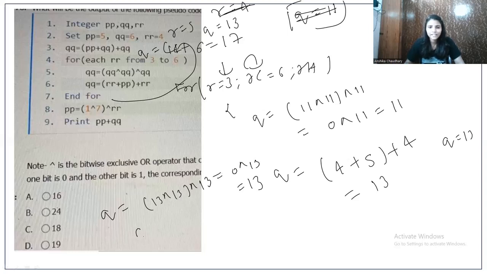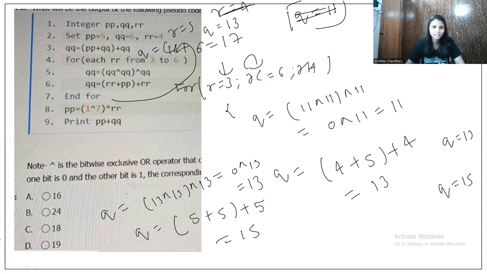Now again in the second line, Q assign R plus P. So R value is 5, plus P value was 5, plus R. R is 5. So it will become 15. So this is how Q value is now 15. So let me erase all the other steps so that we can move further.